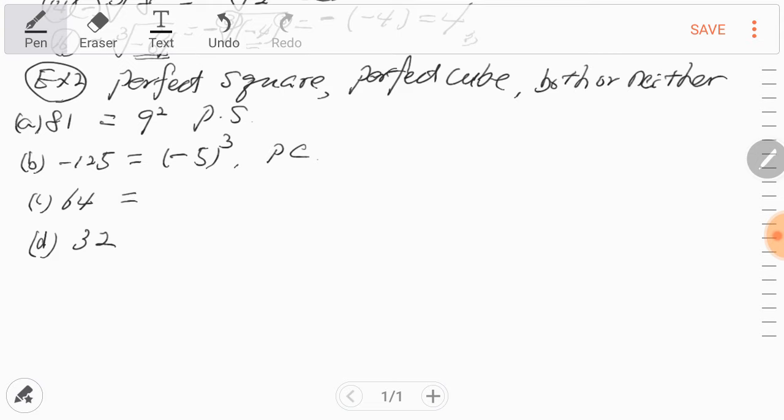How about 64? 64 can be 8 squared, which is a perfect square. But 64 is also 4 cubed, so it can also be a perfect cube. Okay, 32 is not a perfect square, and it cannot be written as a perfect cube either. So this is neither.